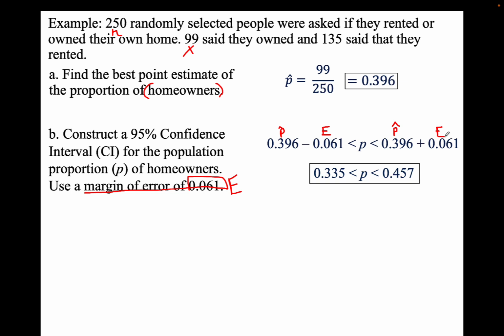So this right here is the interval in which we are 95% confident contains the true population proportion of homeowners. If you want to think about it percentage-wise, we would be saying somewhere between 34% and 46% of people own their home.